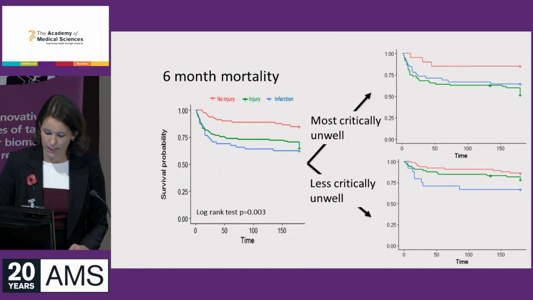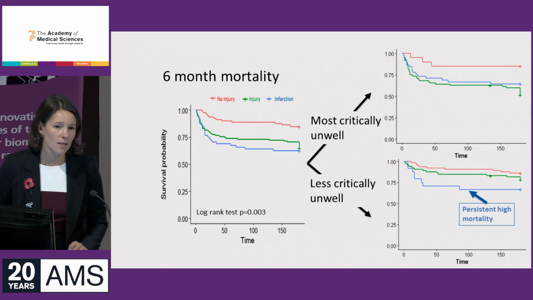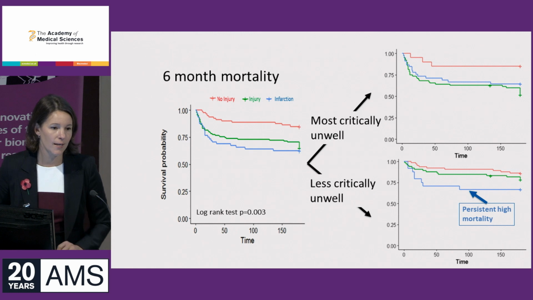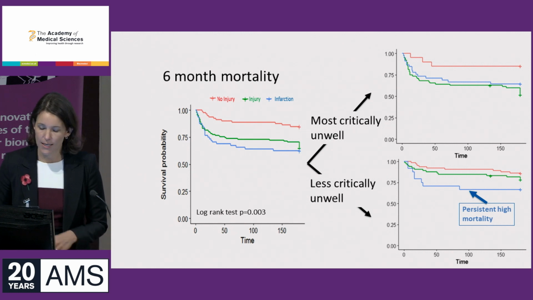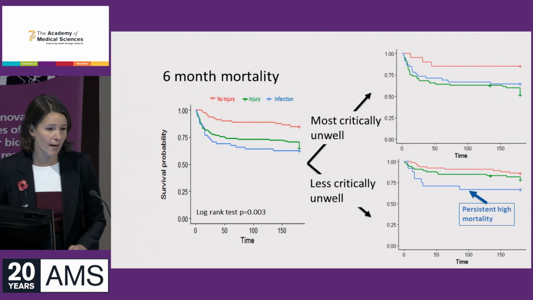And we found this really interesting finding where there was a persistent high mortality in patients who had infarction in the less critically unwell groups. And this suggests that the mortality attributable to myocardial infarction may potentially be more in the less critically unwell than the more critically unwell groups.